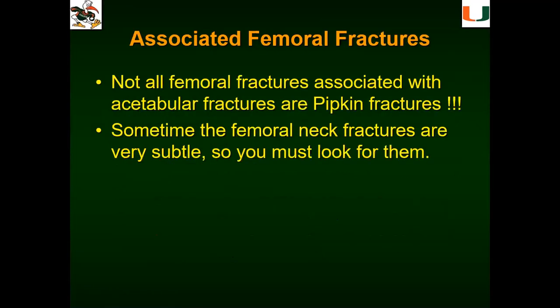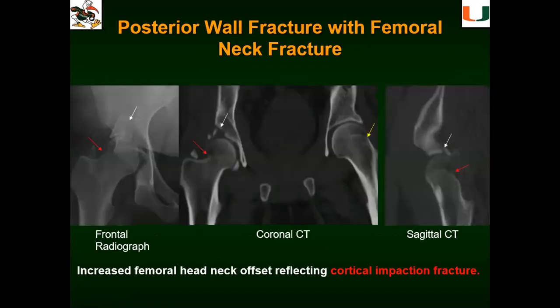So not all femoral fractures associated with acetabular fractures are Pipkin. Sometimes the femoral neck can fracture as well, and it can be very, very subtle. So let me show you an example of that. So here's a patient with an obvious acetabular fracture. What is very difficult to see on that frontal view is that subtle cortical impaction of the femoral neck. The patient underwent CT. Again, the acetabular fracture was described, which was the impaction of the femoral neck. And you can see the indentation.